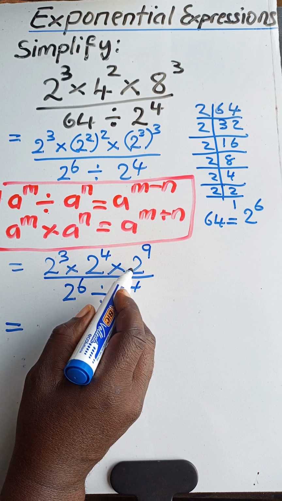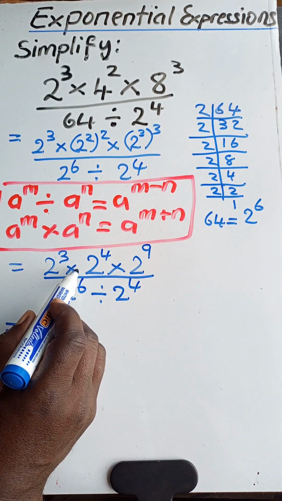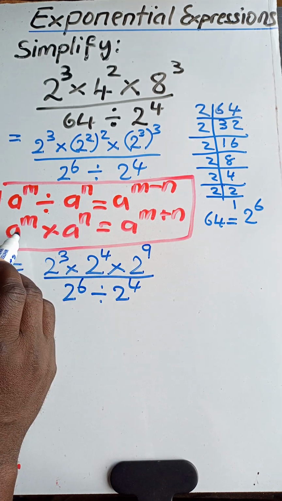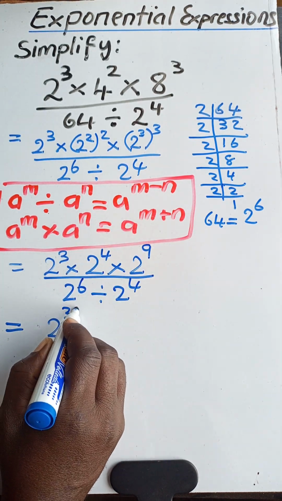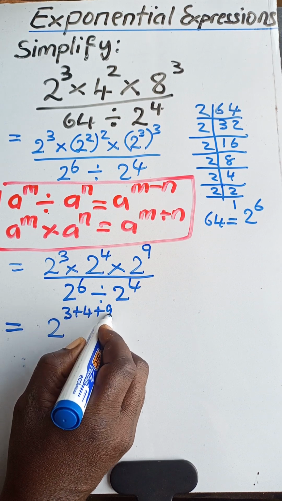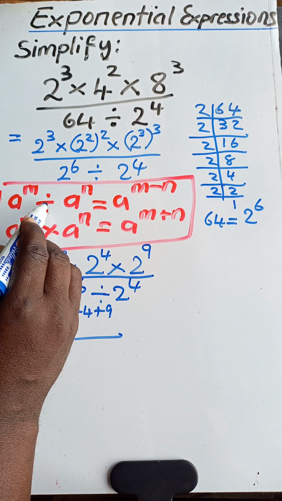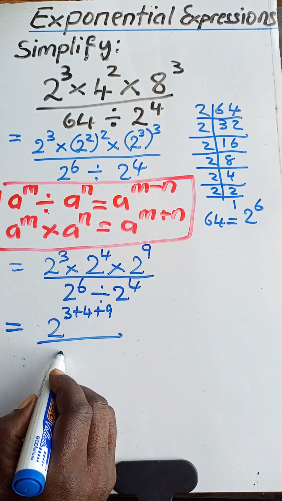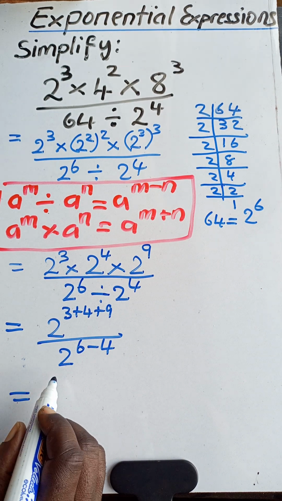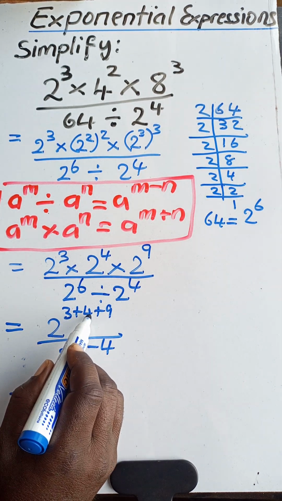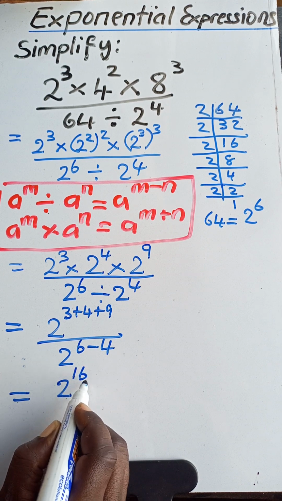Now up here we're having multiplication, down here we're having division. Now let's take the law on multiplication. The bases are the same, and so by the law of multiplication, we add the powers. It becomes 2 to the power 3 plus 4 plus 9 divided by, here, law of division, we subtract the powers. 2 to the power 6 minus 4. Now this gives us what? 3 plus 4 is 7 plus 9 is 16. 2 to the power 16.